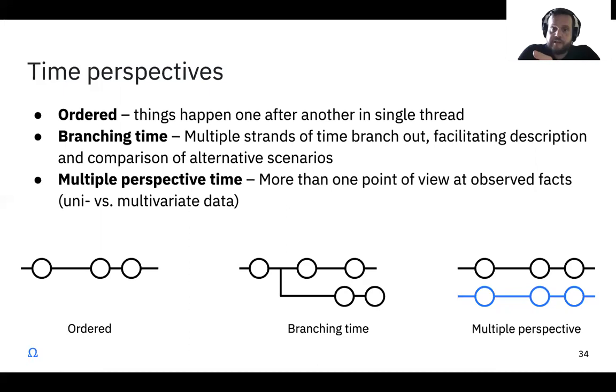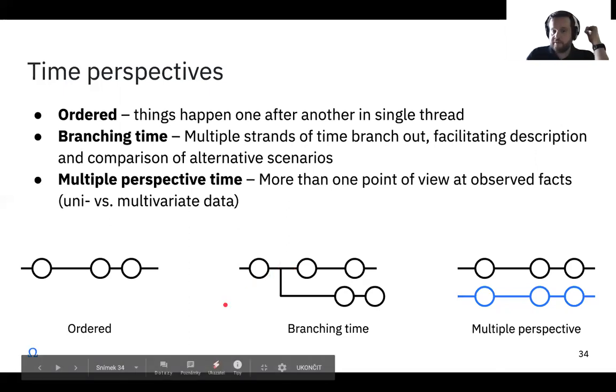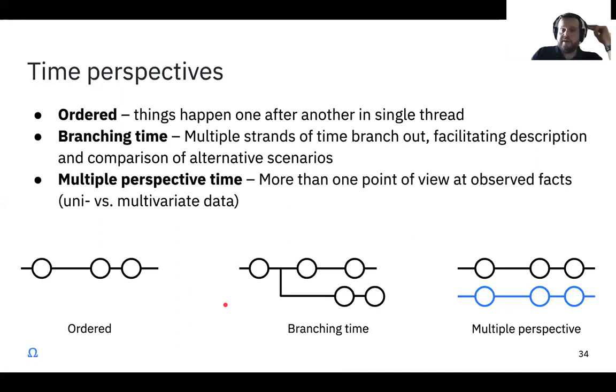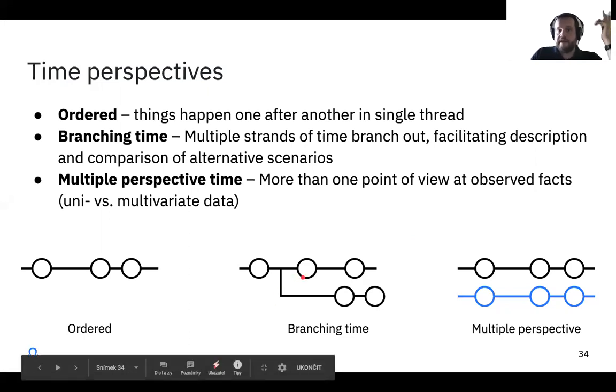So ordered is the default, so things happen one after another in a single thread. Then we can have branching time, which means that we have multiple strands of time branching out from a certain common point, which we see, for example, here, drawn conceptually. That one is usually used to facilitate description and comparison of alternative scenarios. So maybe different project paths, different cases that could have happened if we had taken a different decision at a certain point, etc. That's what we use branching time for.